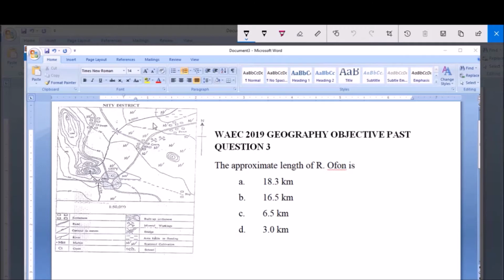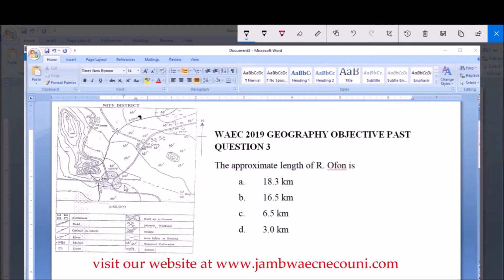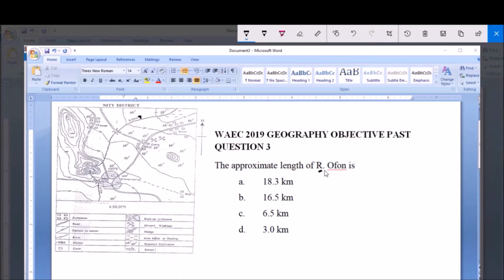So this is R1, and from the key given to us, R is river. So this is River Ofon. As you can see, its course goes below this bridge, and it runs down.